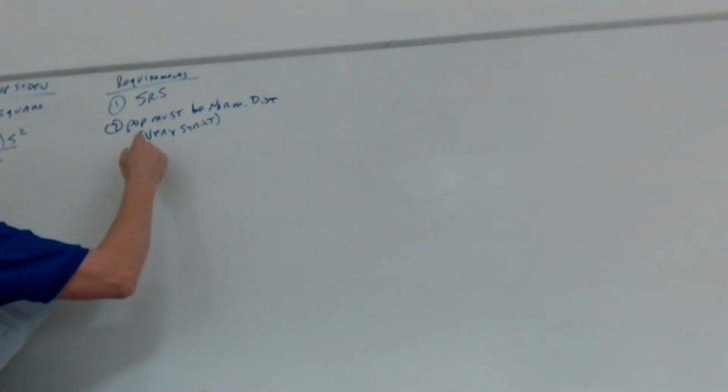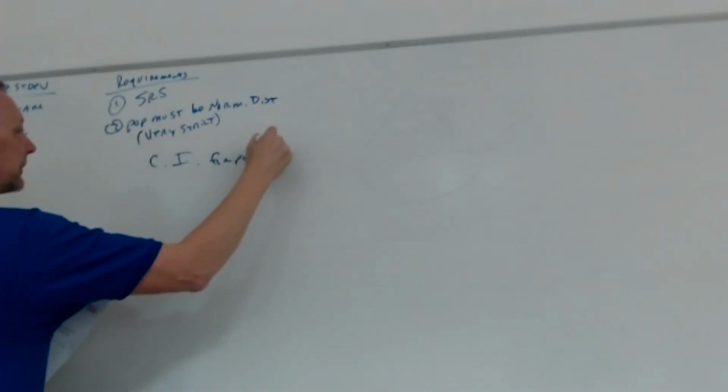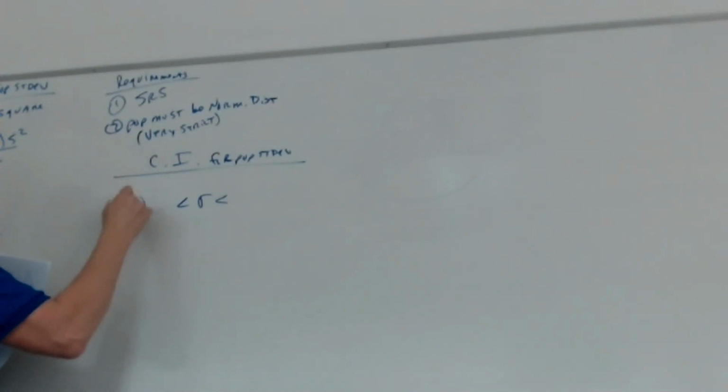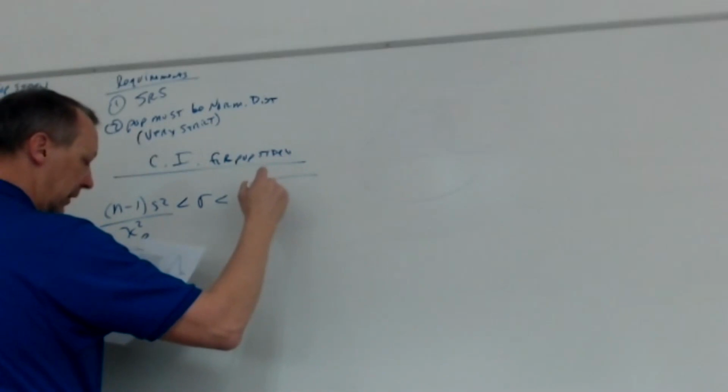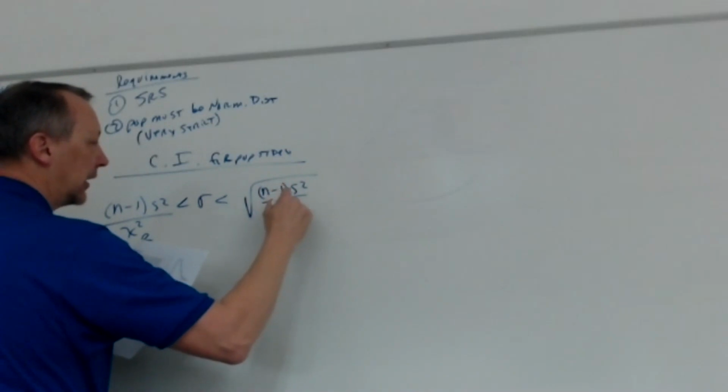So let's talk about the confidence interval for population standard deviation. Okay. Now in the past we've done plus or minus. We can't do that with this one because it's not symmetric. We're not adding and subtracting the same values. So what I'm going to do is I'm going to write it this way. Your sigma is going to be between the square root of n minus 1 times s squared over chi squared on the right, and the square root of n minus 1 s squared divided by chi squared on the left. And notice the left is on the right and the right is on the left.